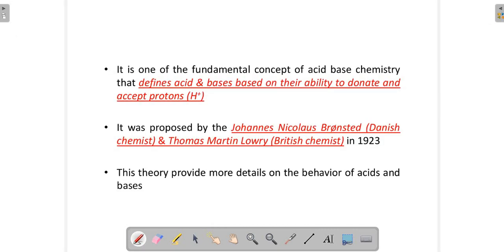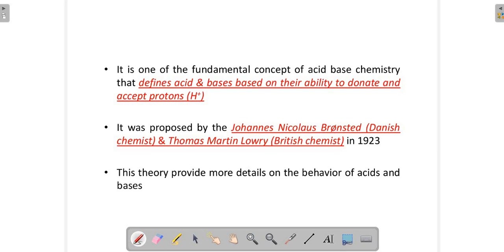Bronsted-Lowry acid-base theory is one of the fundamental concepts of acid-base chemistry that defines acids and bases based on their ability to donate and accept protons. This theory classifies substances into acids and bases on the basis of their ability to donate and accept protons. And this theory was proposed by Johannes Nicolaus Bronsted, who was a Danish chemist, and Thomas Martin Lowry, who was a British chemist, in 1923.